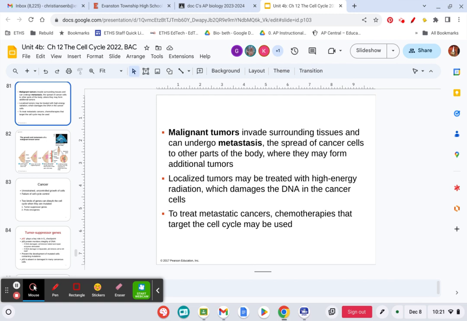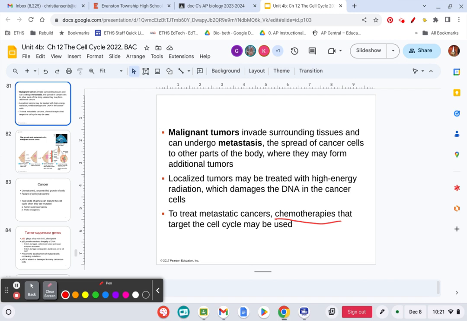To treat metastatic cancer, so those that have spread, you usually use chemotherapy. Chemotherapy are drugs that target fast-growing cells, and they tend to be pretty invasive and pretty aggressive, meaning that they don't really recognize healthy tissue compared to cancerous tissue. They're just recognizing any cell that divides quickly.